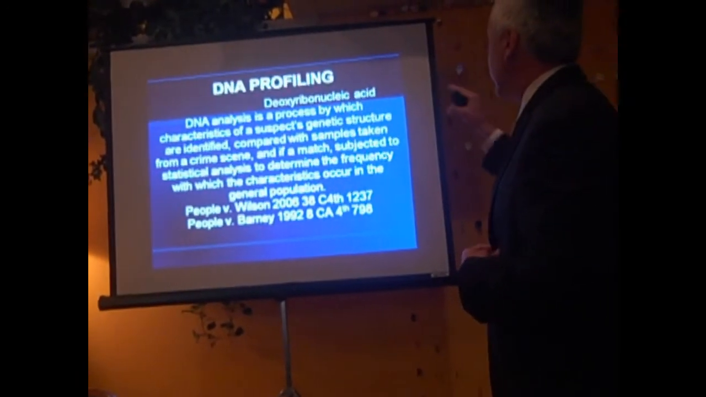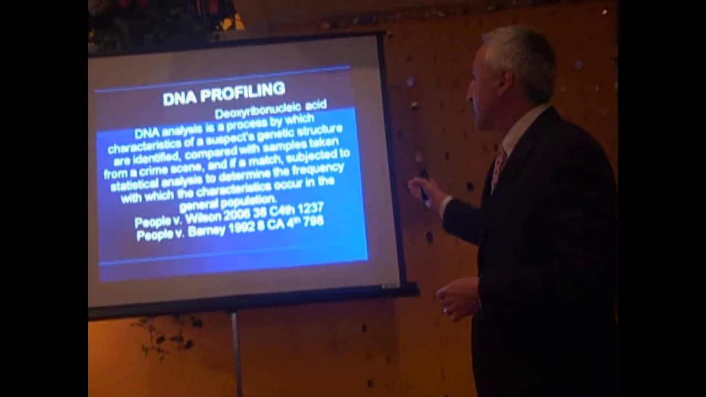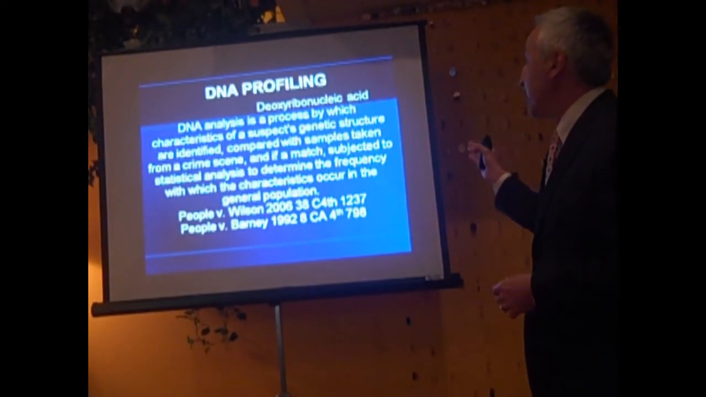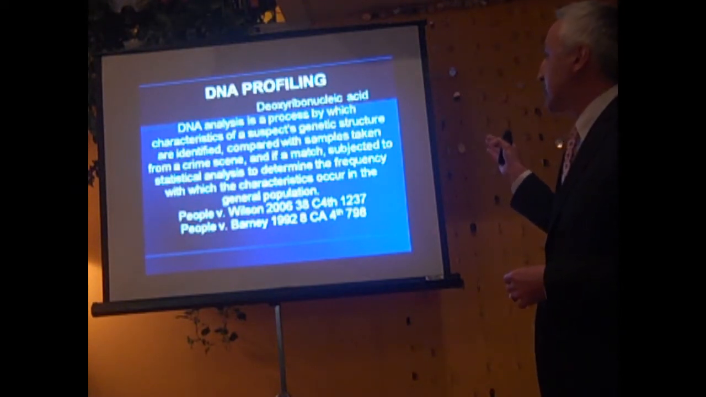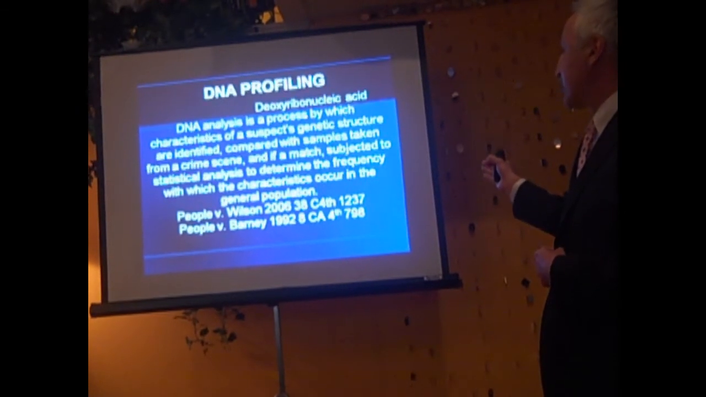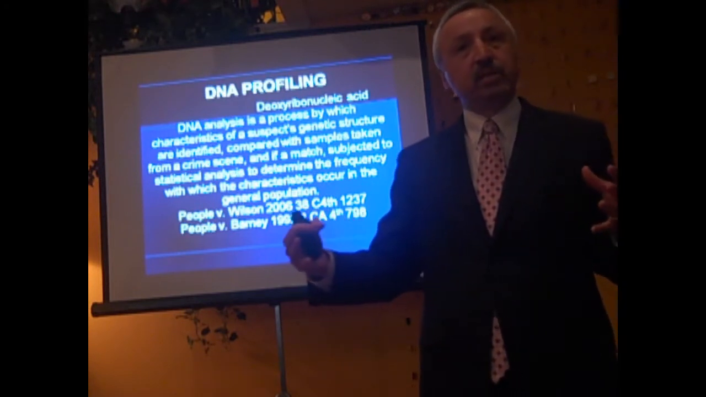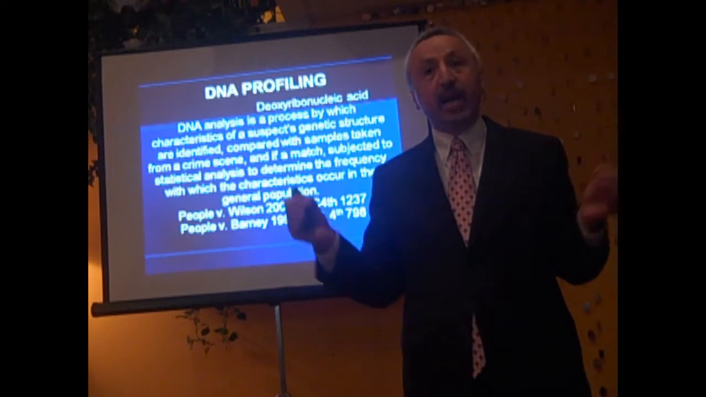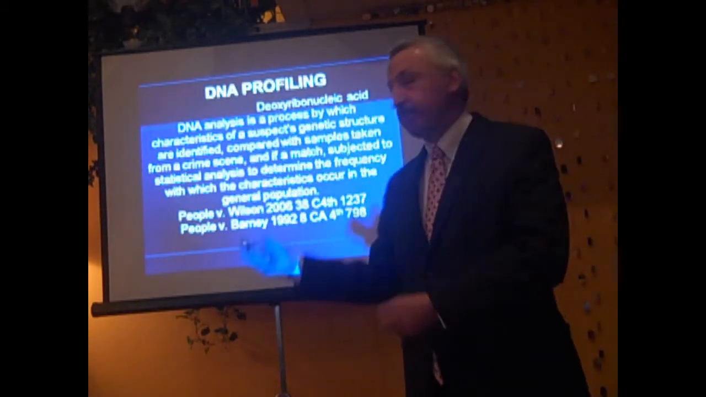Deoxyribonucleic acid. DNA analysis is a process by which characteristics of a suspect's genetic structure are identified, compared with samples taken from a crime scene, and if a match, subjected to statistical analysis to determine the frequency with which the characteristics occur in the general population. What that means is that a piece of DNA found at a crime scene will be analyzed, typed, and then the authorities will look for a match.